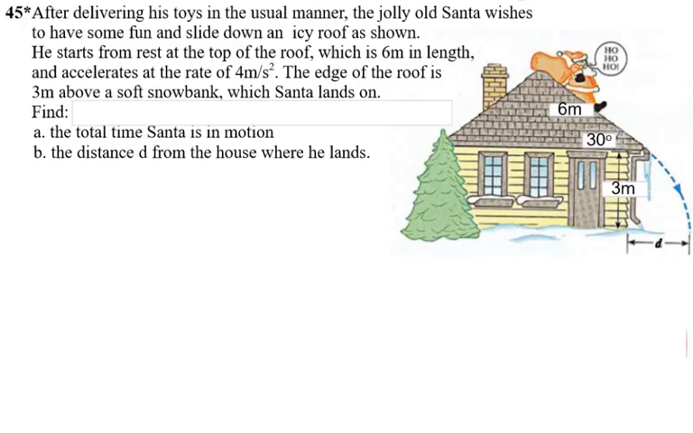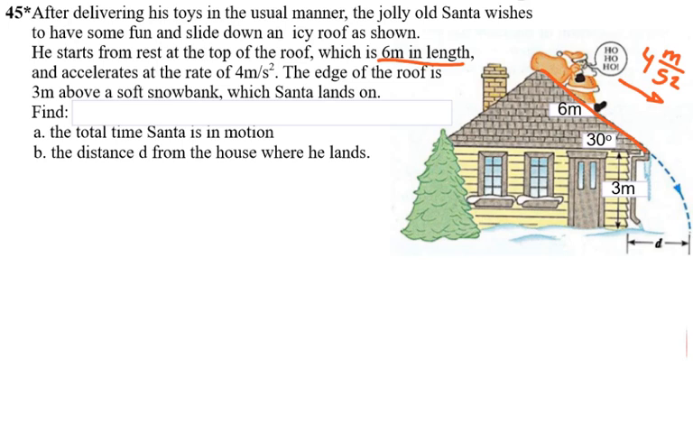Let's start with the Santa question. After delivering his toys in the usual manner, the jolly old Santa wishes to have some fun and slide down the icy roof as shown. He starts from rest at the top of the roof, which is 6 meters length. So this part is 6 meters, and he accelerates at the rate of 4 meters per second squared. So his acceleration right here is 4 meters per second squared.